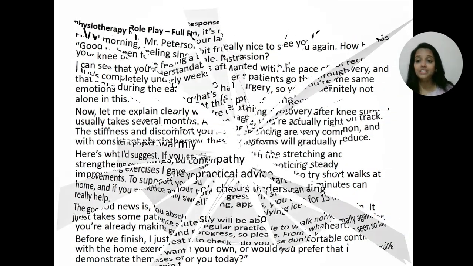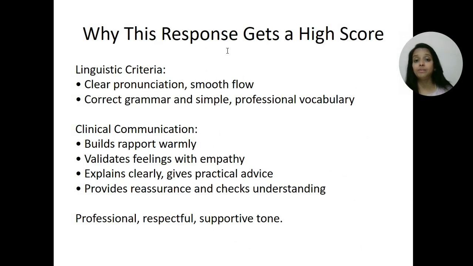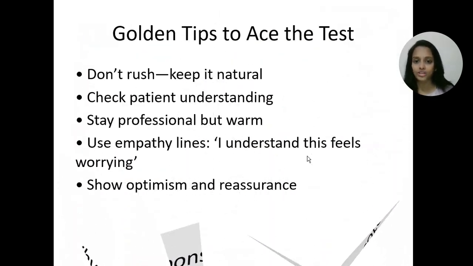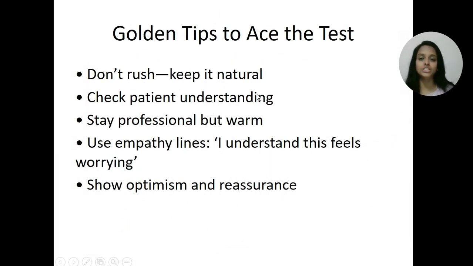Got it? All right. So before we wrap up, here are some quick fire tips to boost your OET speaking score. First one is don't rush. Speak at a pace that feels very natural, not robotic. Okay. And always check for patient understanding, which is very vital in OET speaking. You can use phrases like, does that make sense? Or you can say, would you like me to explain that again? So constantly you have to give space for the patient to understand and get their assurance.